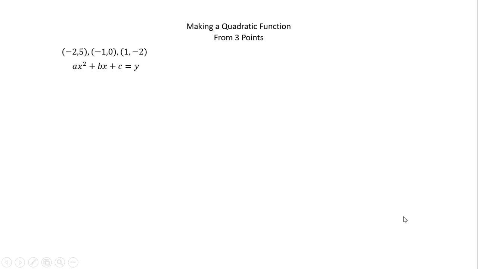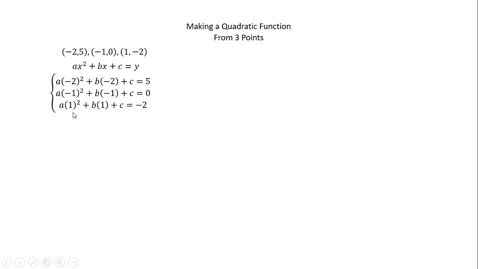Now notice here, I didn't have y equals, I put the y over here. That's okay, I'm putting it there for a reason, and we'll see that in a minute. But first, let's plug in our points. We'll have negative 2 in for x, we'll have a times negative 2 squared plus b times negative 2 plus c equals 5. And we'll do the same for other 2 points to make a system of equations.